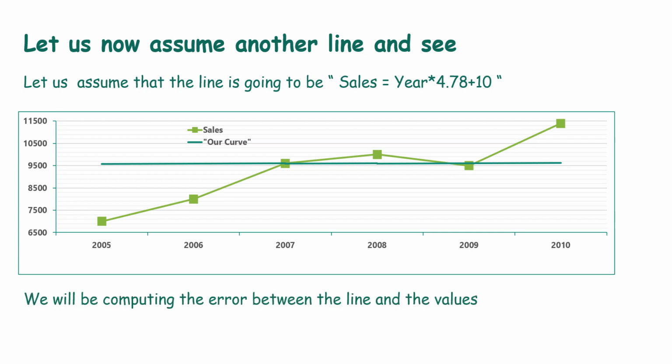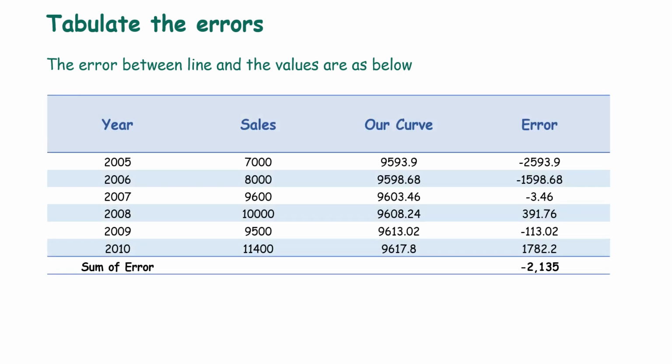Now let's start the whole process again. What you will be doing is computing the errors for each year, tabulating them, and at the end, summing up the errors and seeing how it compares with the earlier line equation. The first two columns are pretty simple. It's the actual data set. Then this is the value predicted by our curve. You take the equation of the line, and for every year, you substitute the year value into the equation, and it gives the predicted sales value. Now, error is simple.